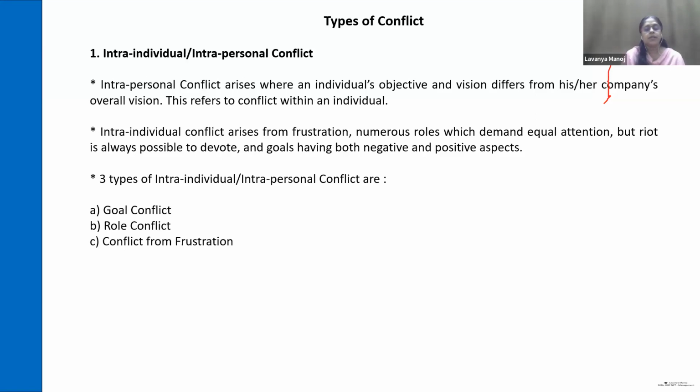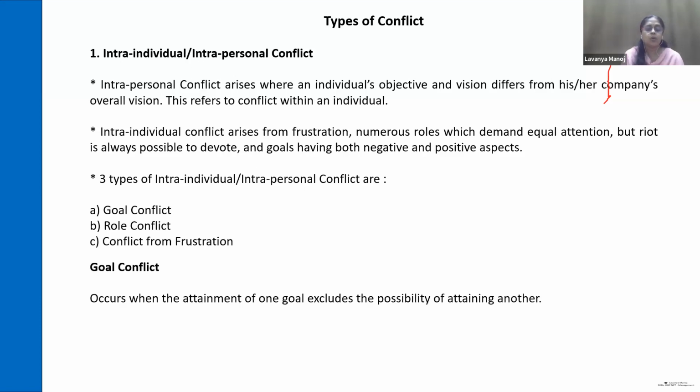And there are subclassifications: goal conflict, role conflict, and conflict from frustration. Goal conflict is when, while working to achieve the organizational goal, an individual may think he or she is failing to achieve his or her personal goal. Or while achieving the personal goal, they may feel they will be failing to meet the organizational goal. So it works both ways. This is called goal conflict, that is, conflict in achieving goals.